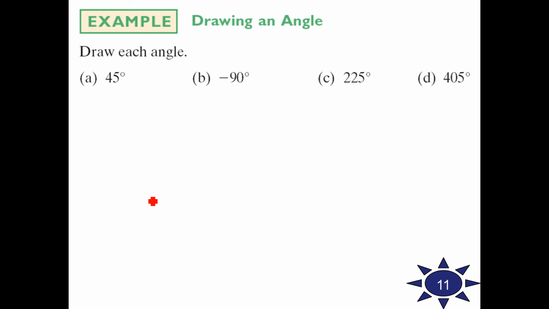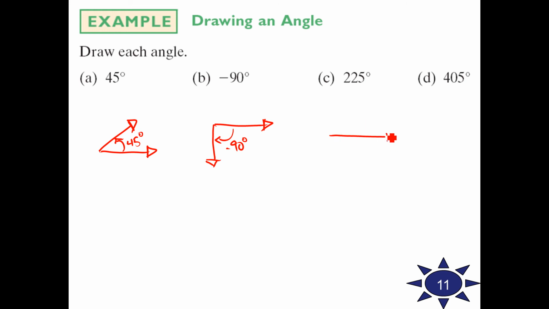All right, now that we've seen all of those, let's draw each of these angles. So 45-degree angle, we're going to draw all of these in standard position. So there's my initial side, there would be my terminal side. We draw 45 degrees, opening that direction. Negative 90, here's my initial side, here's my terminal side. We go down 90 degrees in the negative direction.